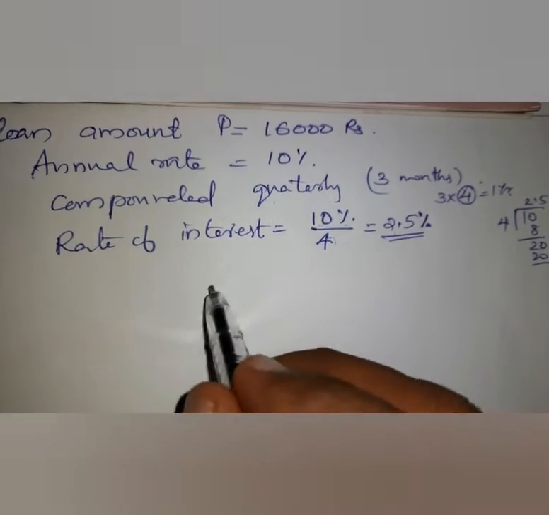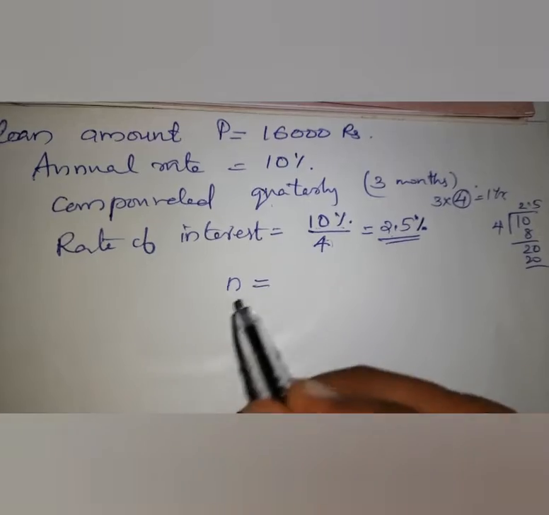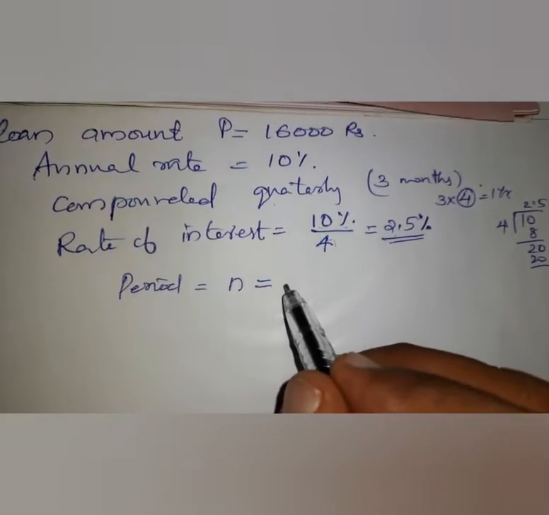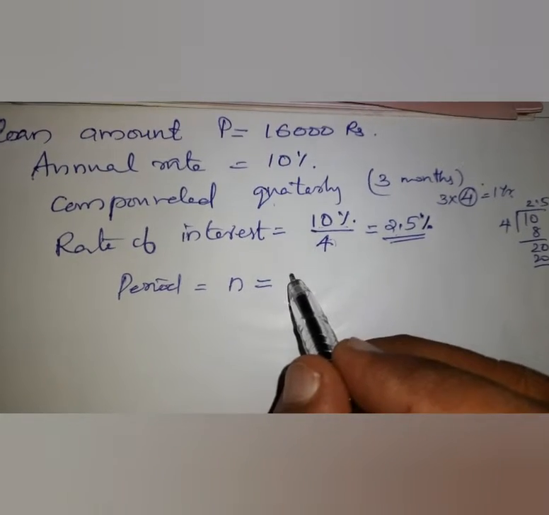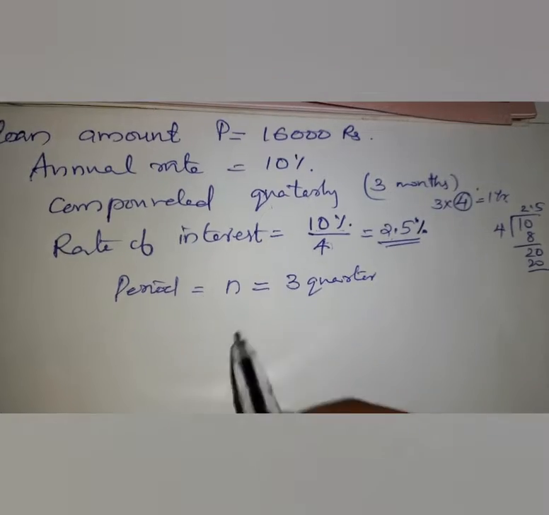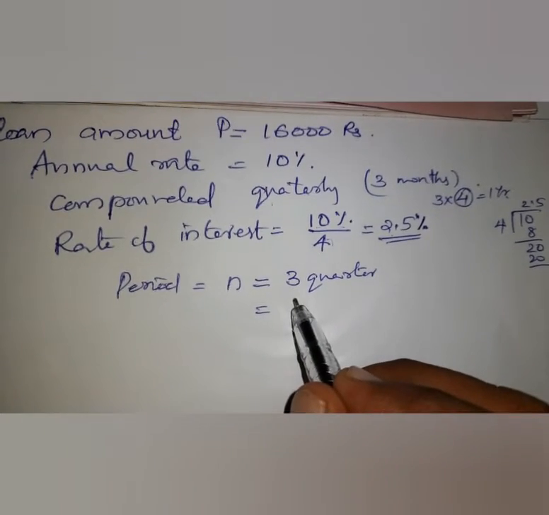Then how many periods? Number of periods n. How many periods is the interest calculated? N is how much? 3 quarters. Nine months means 3 quarters.